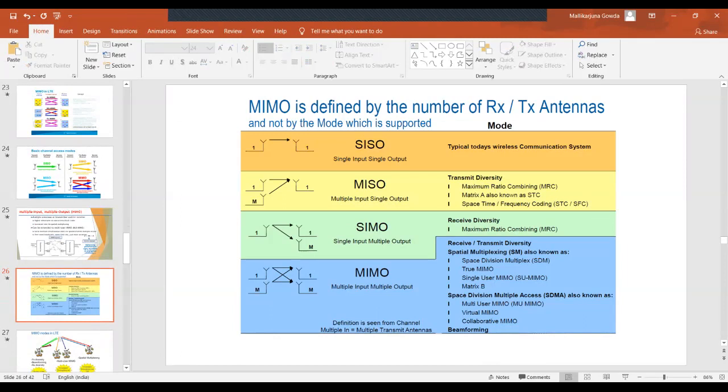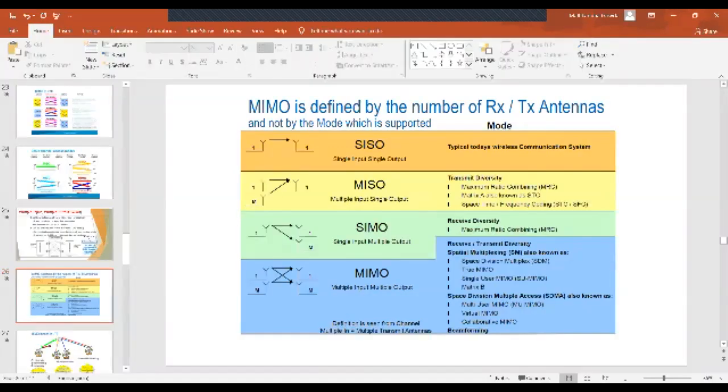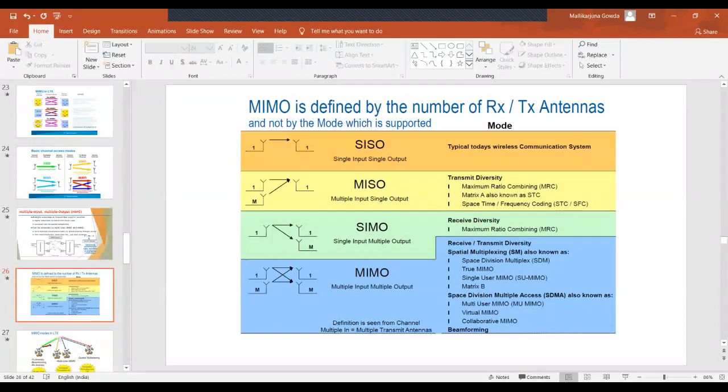In the case of SISO, single input, single output, there is one transmit antenna at the transmitter and one receive antenna at the receiver. This is the typical wireless system today. In the case of MISO, I can have multiple antennas at the transmitter side and only one antenna at the receiver side. This provides transmit diversity. In transmit diversity, maximum ratio combining is one method, and space-time or space-frequency coding is used here.